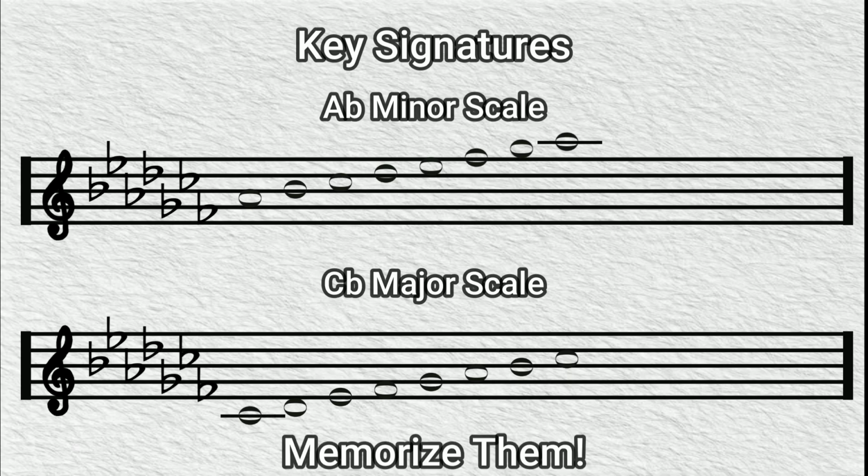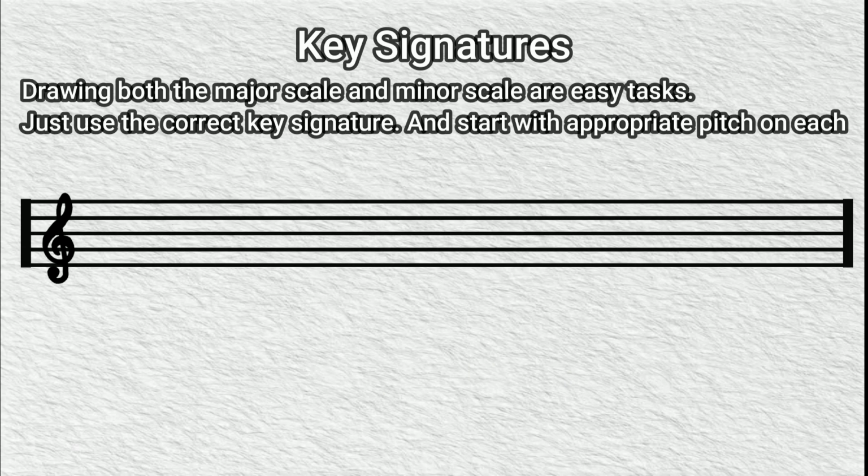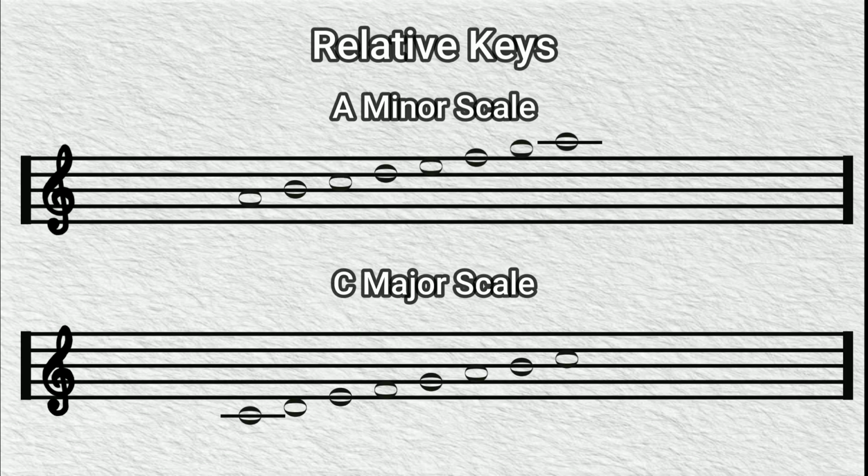Just like the major key signatures, I highly recommend memorizing the key signatures of the minor scale. Drawing both the major scale and minor scale are easy tasks. Just use the correct key signature and start with the appropriate pitch on each. To draw G major, use the key signature and ascend 7 notes. Doing E minor is the same, just start on the note E instead. The major and minor scales that have the same key signatures are said to be relative to one another. So C major scale is relative to the A minor scale, and F major is relative to D minor, and so on. And the opposite is also true.